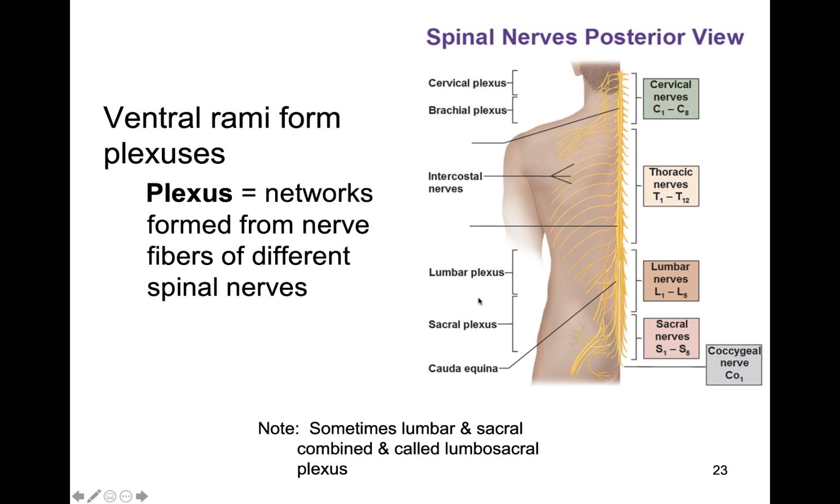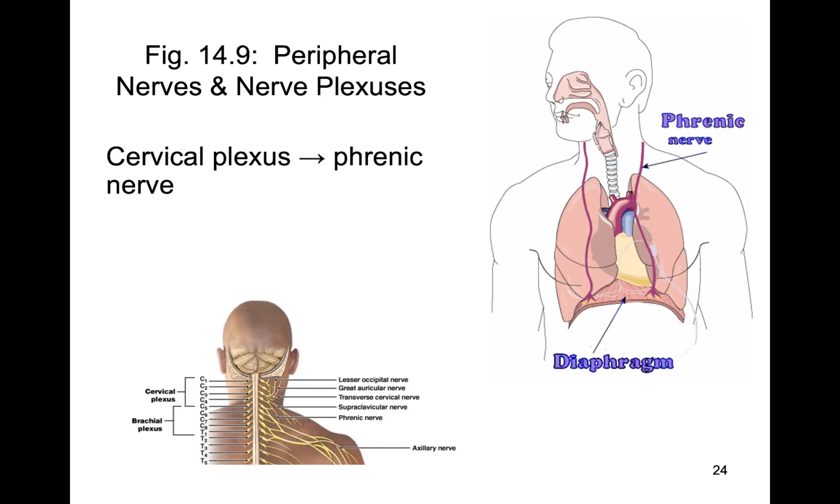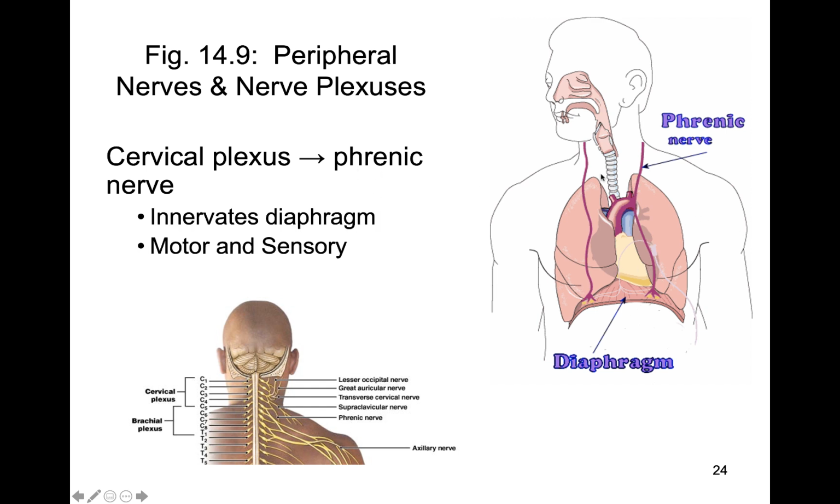Also, sometimes the lumbar and sacral plexus combine together, the lumbosacral plexus. So there are some nerves that you have to know for each plexus. The cervical plexus is going to include the phrenic nerve that's going to go to the diaphragm, and it's going to be sensory and motor. Sensory is going to bring information from the diaphragm muscle. Motor is going to take the commands out to the diaphragm muscle. And this muscle is responsible for breathing.